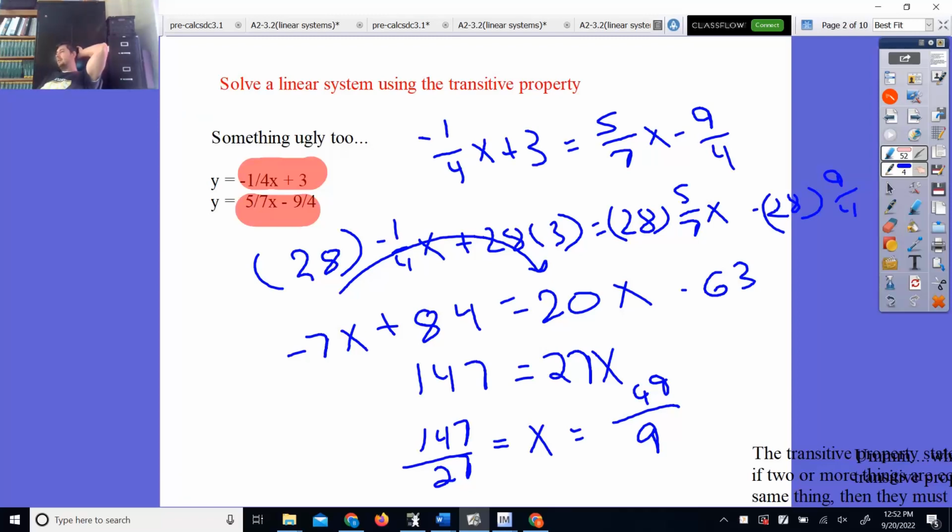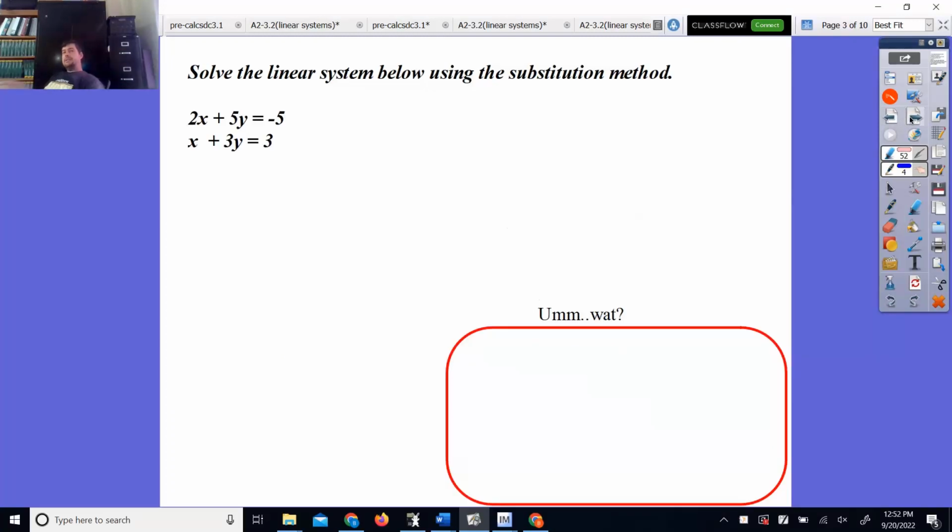It says check algebraically, right? That means do the algebra. So if you do the algebra, shouldn't you get the same thing, x, and then you could plug it in and get y? So if you plug in 49 nines for x, you'll get y back, whatever you want. All right, here's the next thing you note.